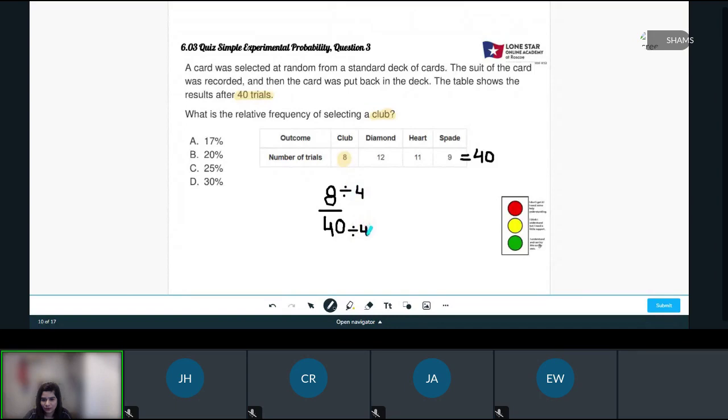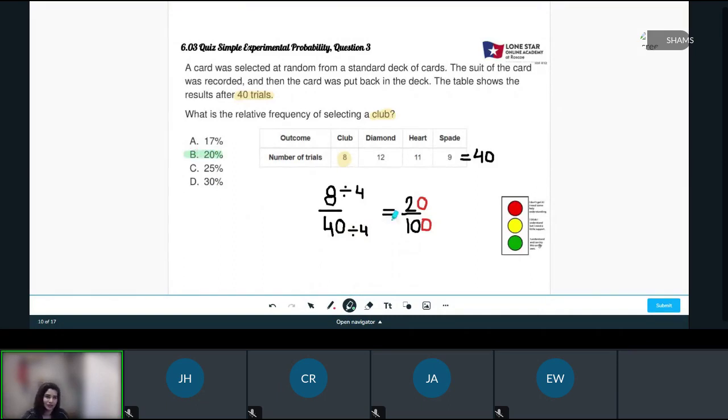If you simplify it by 4, it becomes 2 over 10. 2 over 10 is the same as, if you multiply it by 10, 20 over 100. 2 over 10 is the same as 20 over 100 if you're multiplying the fraction by 100, right? And 20 out of 100 is 20%. Are there any questions?